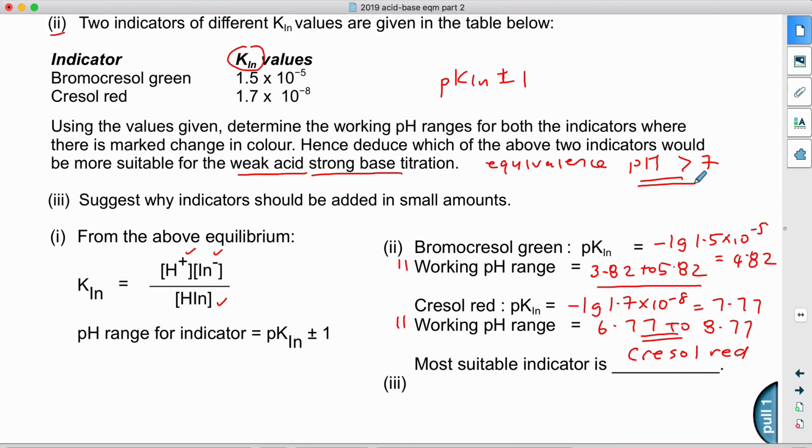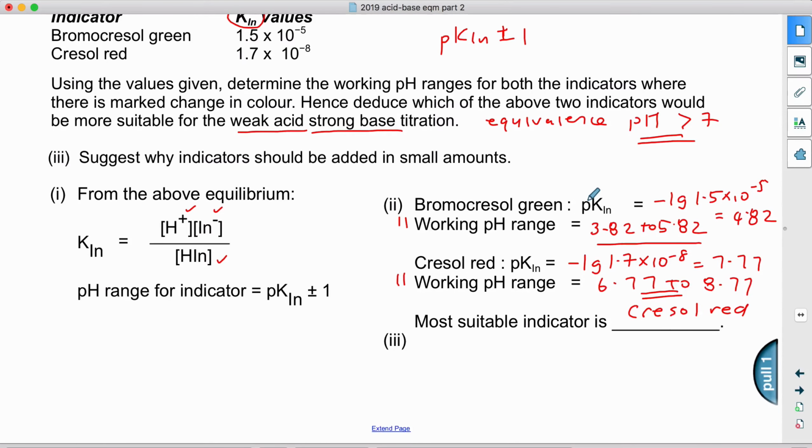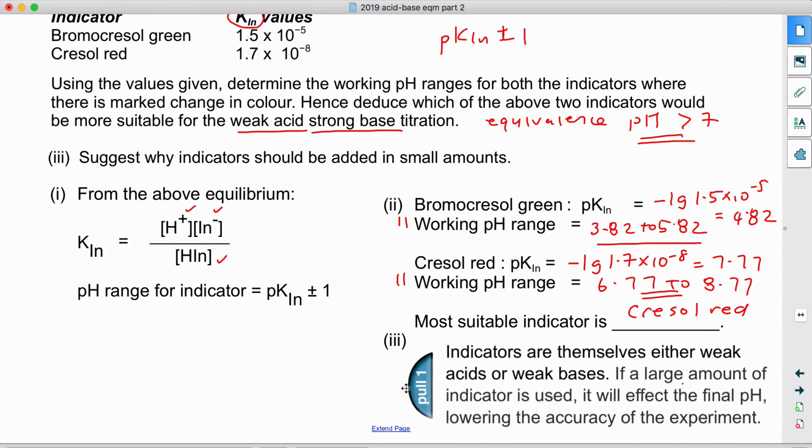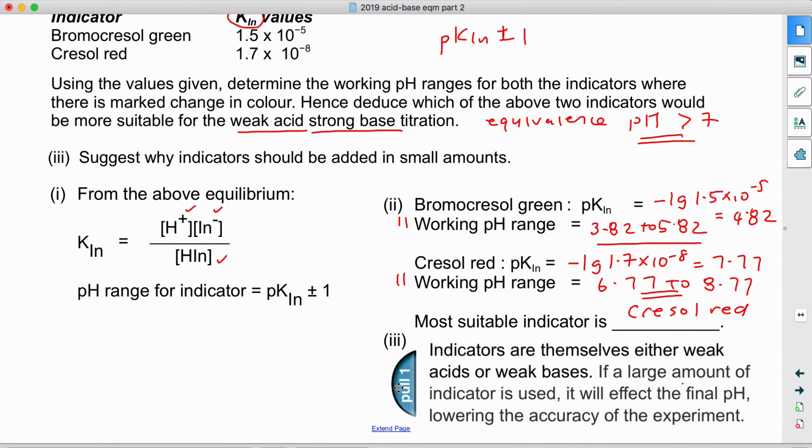All right. Okay, let's look at part 3. Suggest why indicators should be added in small amounts. Indicators are themselves either weak acids or weak bases. So if you add a large amount of indicator, it will definitely affect the final pH and hence lower the accuracy of the experiment. So they should always be added in small amounts.